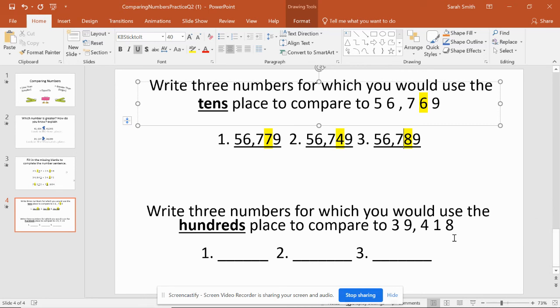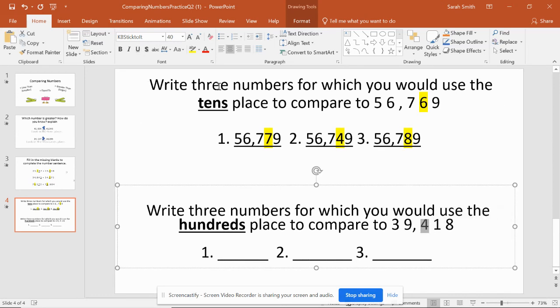So now let's look at the hundreds place. Write 3 numbers for which you would use the hundreds place. So what I'm going to do, I'm going to highlight, circle, underline, whatever I can do. The hundreds place, I know that the 39,000 cannot change there because you can't change anything before the place that you're using to compare, and therefore the hundreds place is the only number that's going to be different. So everything else I'm going to leave the same. So I'm going to highlight that just so you guys can see the difference there.